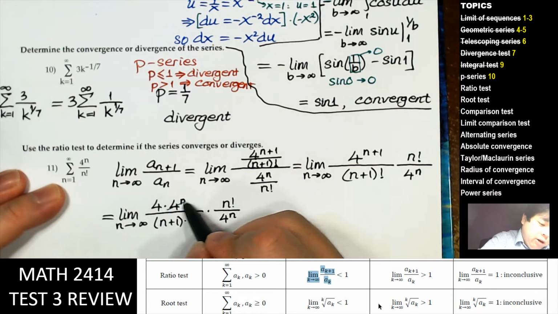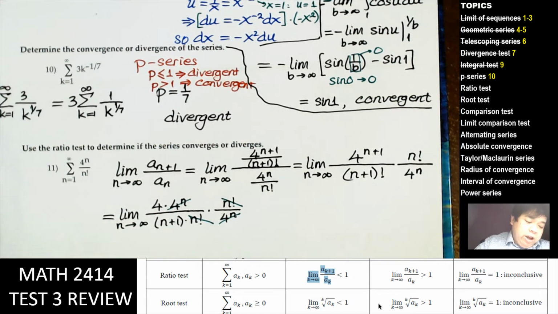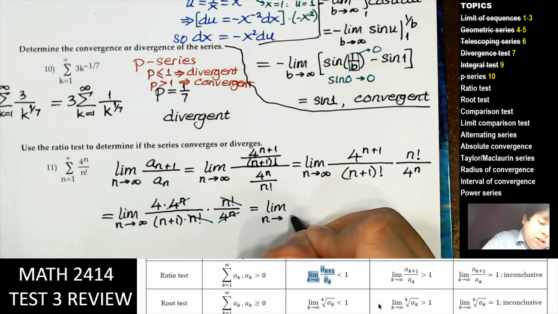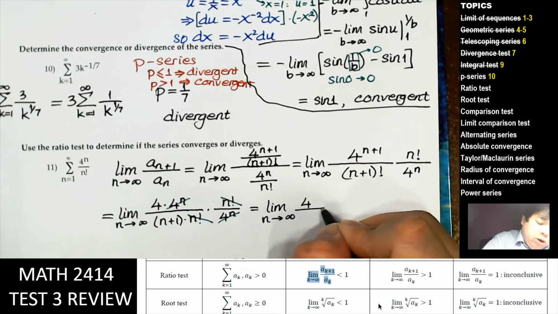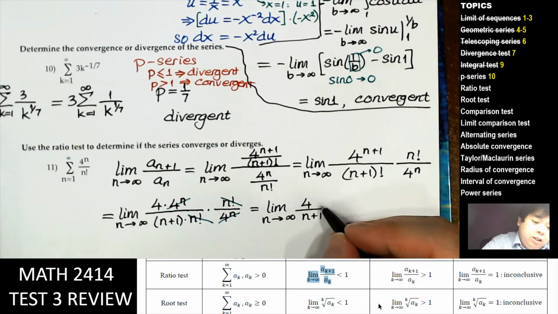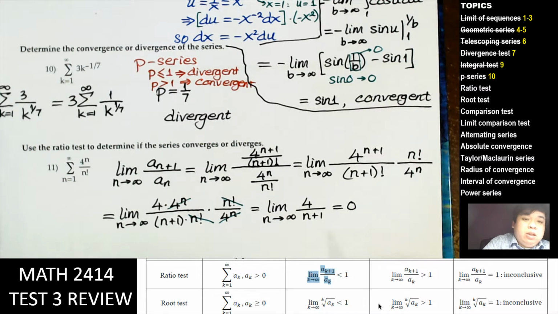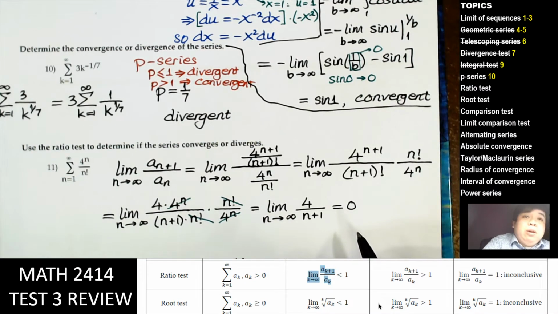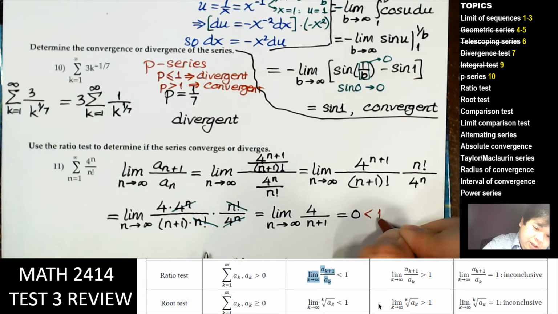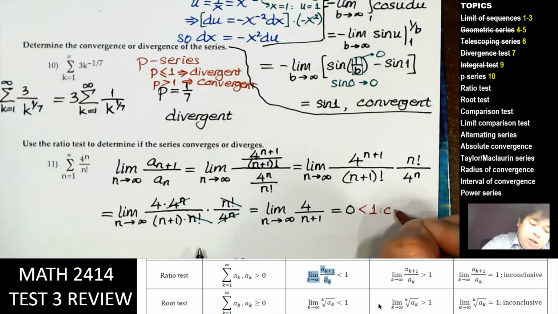Here we can simplify 4 to the n and n factorial. So we have 4 over n plus 1. So we have the limit of just 4 over n plus 1. When n plus 1 is at the bottom, when n goes to infinity, we have 4 over infinity, which goes to 0. A finite number divided by infinity, so that is 0. Now if it is 0, which is less than 1, which is convergent.